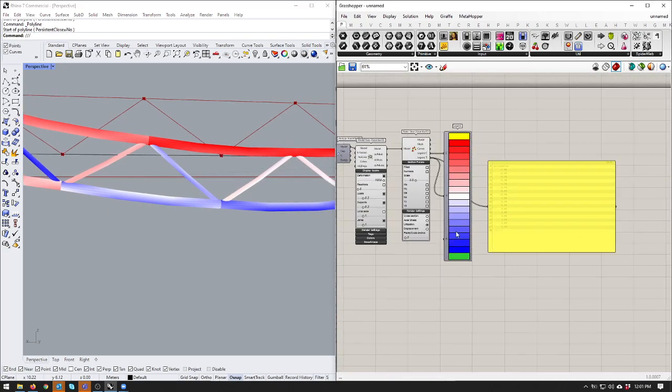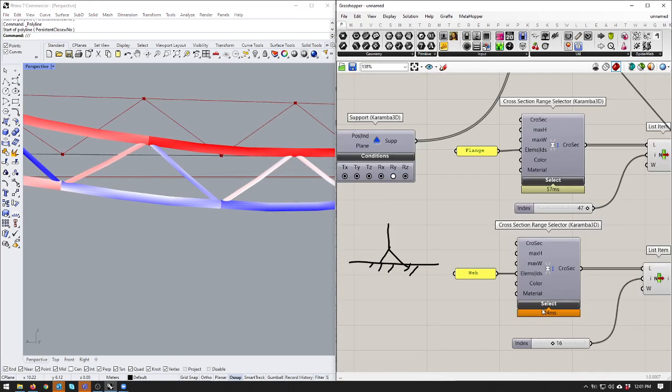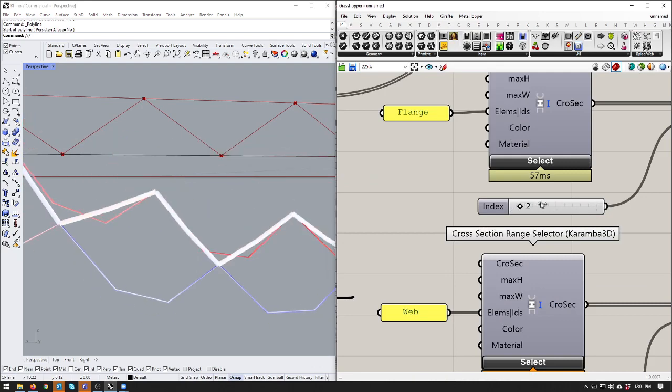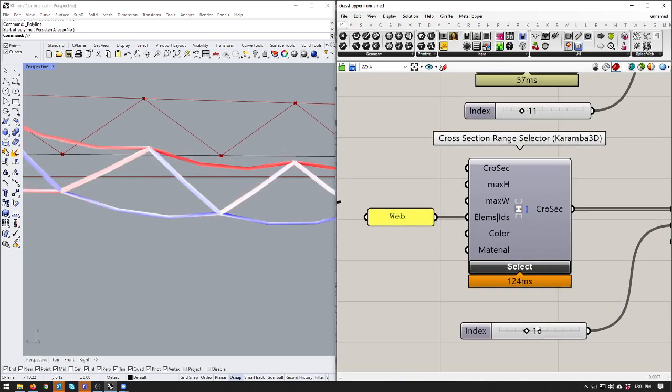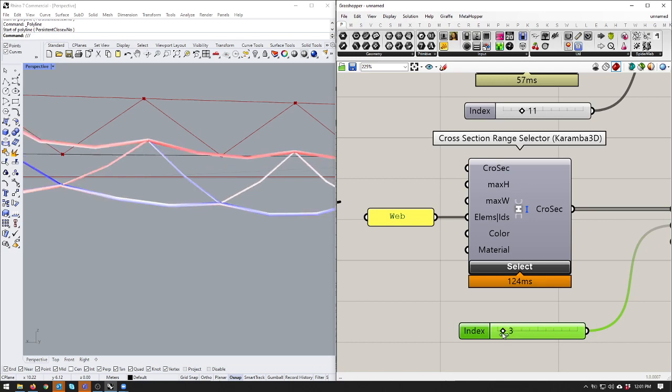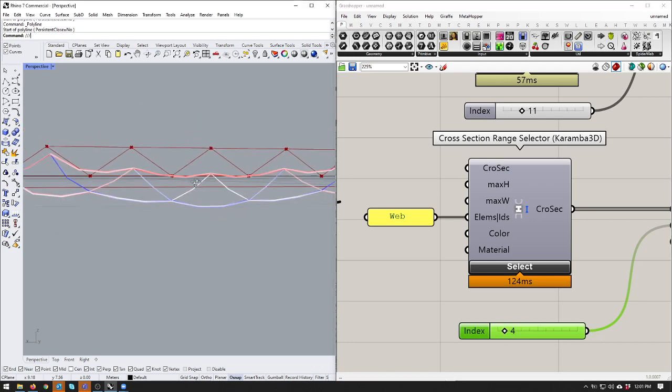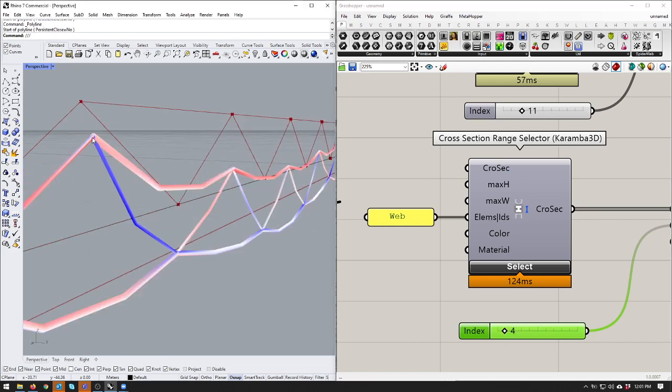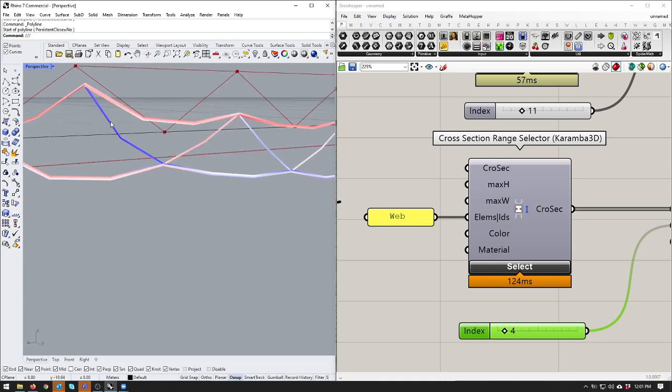You guys can kind of make that out, right? If I end up making these members really thin, you can see all of the structure is acting as if it's rigid joints. But we need to be able to tell Karamba whether or not these joints are pin joints or rigid joints.